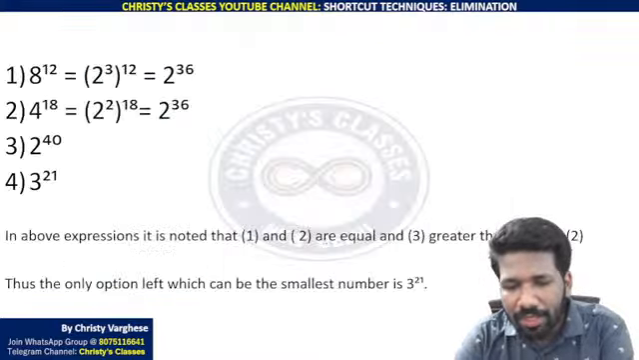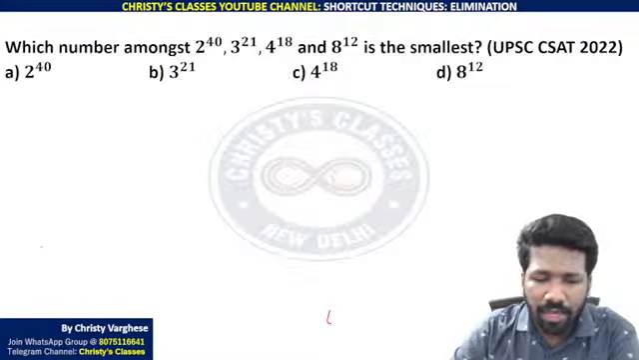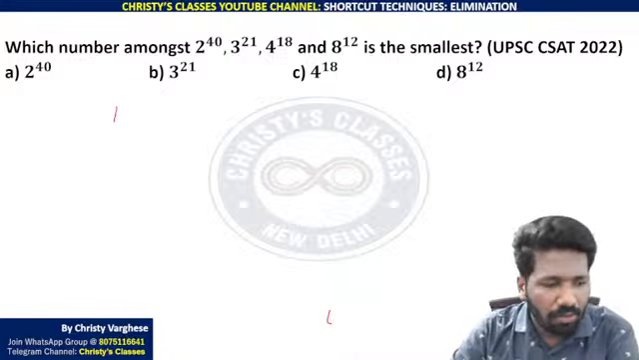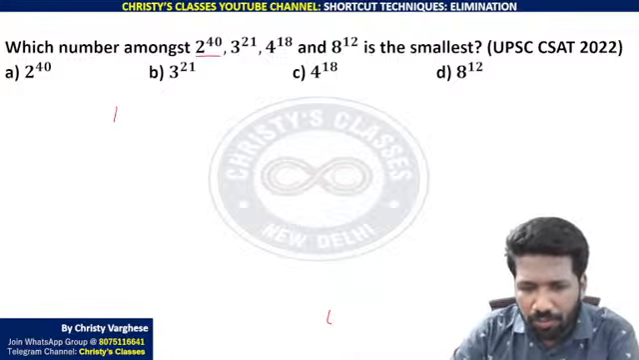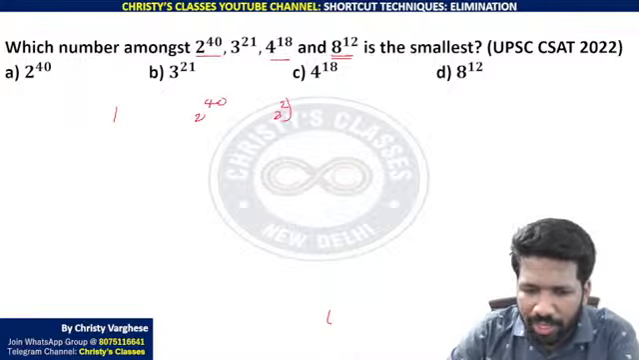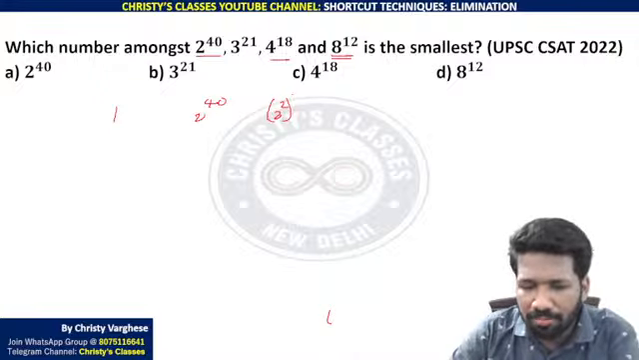Okay, anyway, here you can see 8 raised to 12, 4 raised to 18, 2 raised to 40 and 3 raised to 21 are the 4 options. First of all, the easy ones are 2 raised to 40, 4 raised to 18 and 8 raised to 12, because all are powers of 2. So 2 raised to 40 you can write as 2 raised to 40 itself. 4 is 2 square, so 4 raised to 18 is 2 square raised to 18. 8 is 2 cube, so 2 cube raised to 12. Now writing everything in terms of 2, that is what I am trying to do.